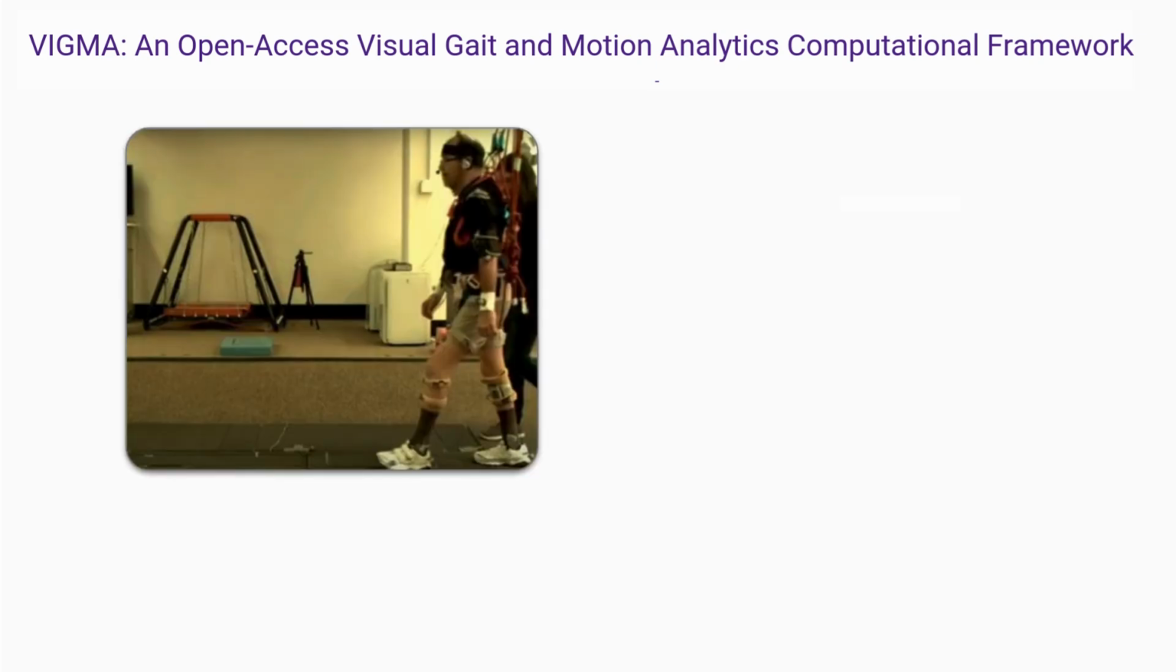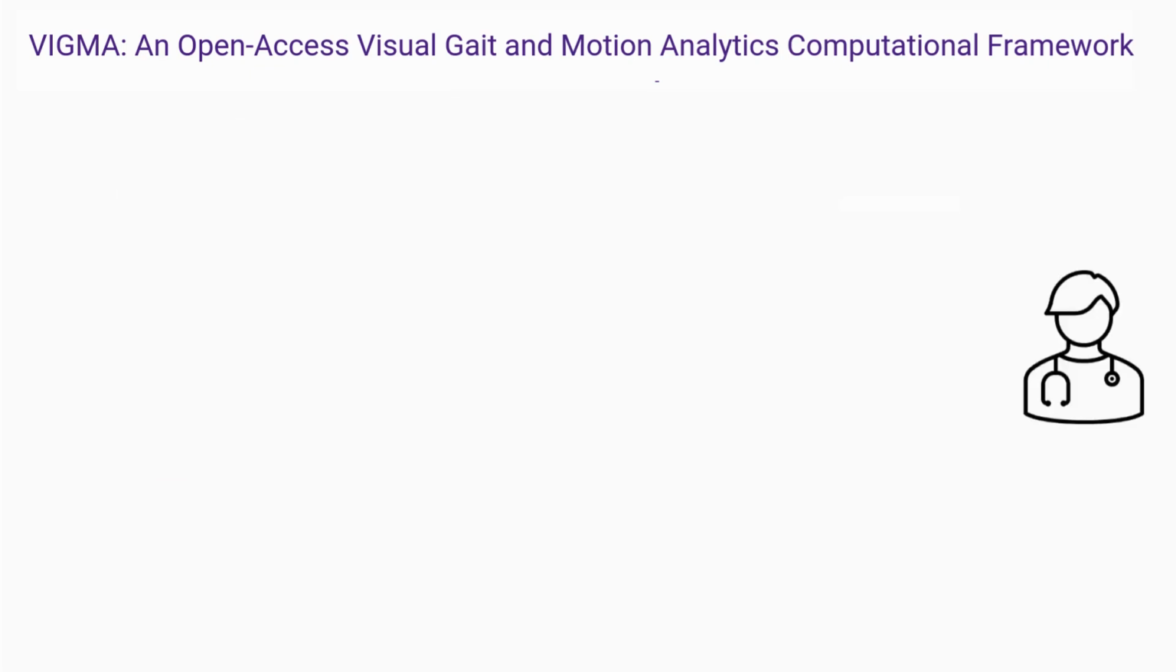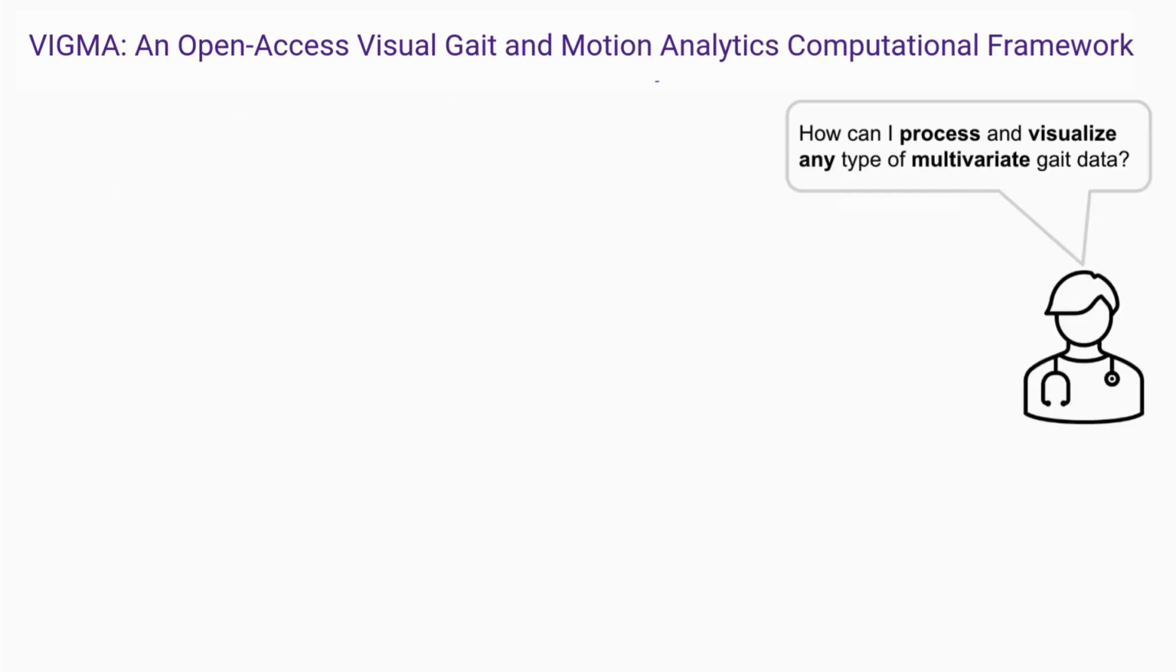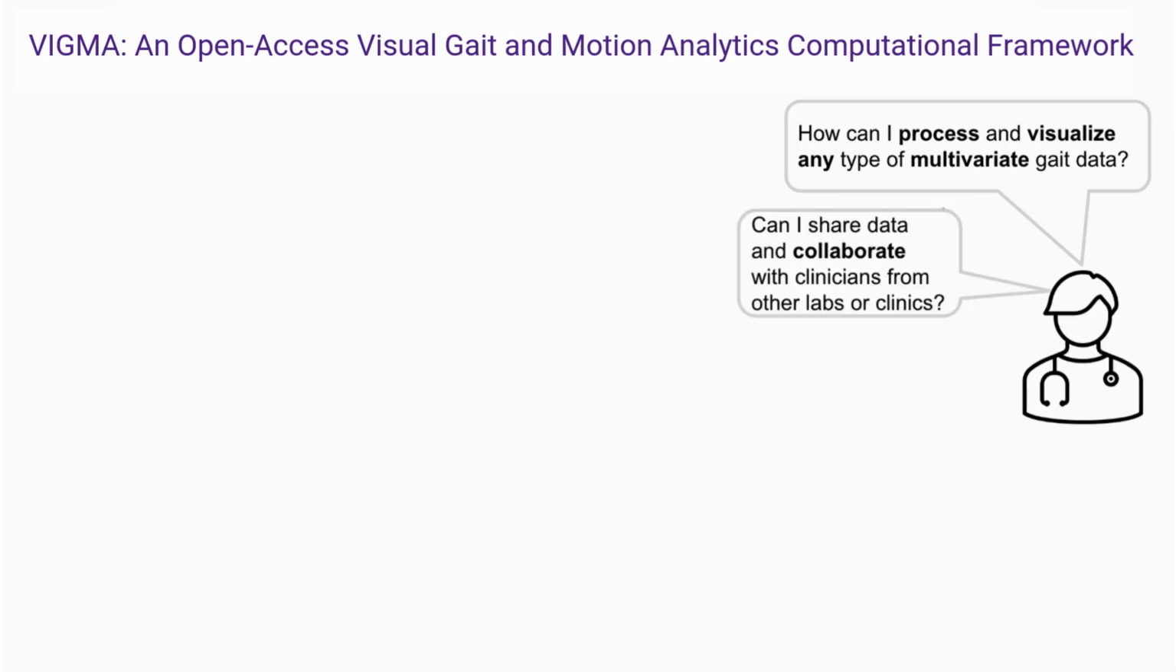Gait and motion disorders are prevalent in older adults. Gait data is complex and multivariate in nature. However, existing tools often focus on only a subset of categories of data. The lack of open access and proper standardization in systems hinders collaboration between research labs and clinics.